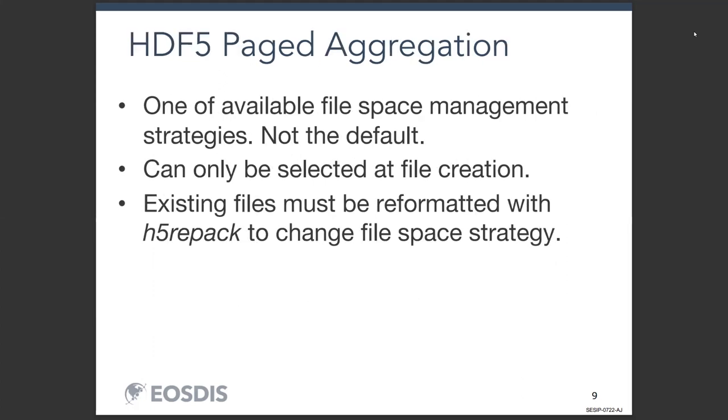Page aggregation, so what is that? It's one of the file space management strategies that is available in the HDF5 library, but is not the default. Bad news, you can only do it at file creation. It's pretty similar to chunk sizes and chunk shapes. Once you do it, it's there in the file. Existing files have to be reformatted with h5repack to change the file space strategy. It's the same thing if you would like to change the chunk shape in the file: you have to use h5repack, because it's the same thing.